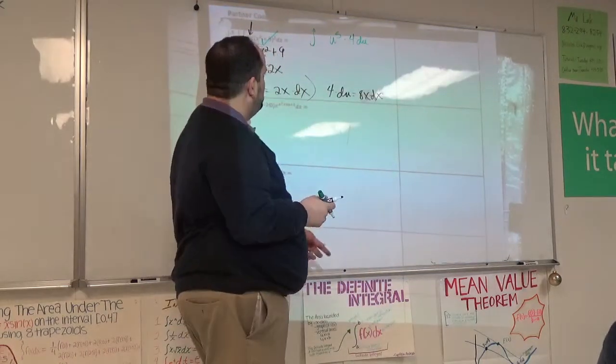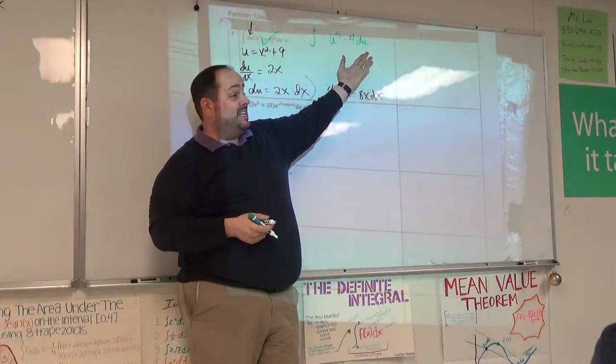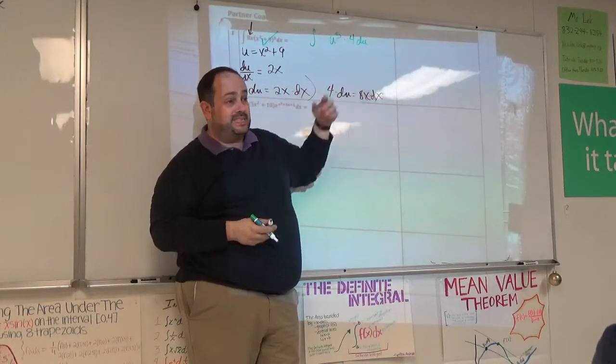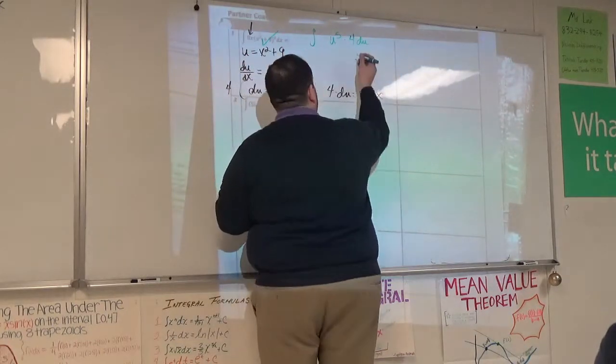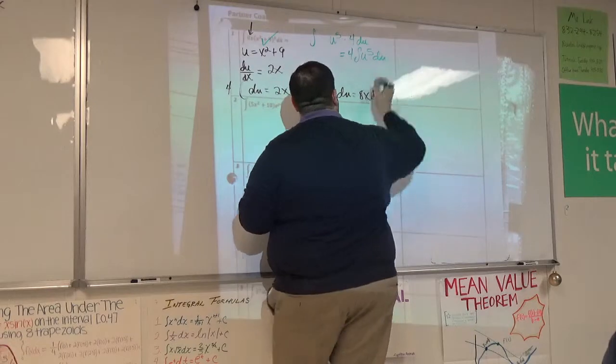So we've got the integral of u to the 5th times 4 du. Maybe you like it in that form, maybe you don't. I would clean it up a little bit if that makes life better, for example, taking that 4 out in front. It's a constant, that's legal.